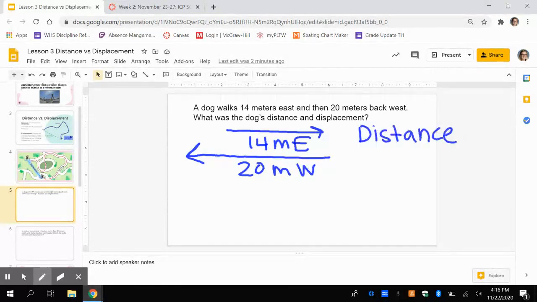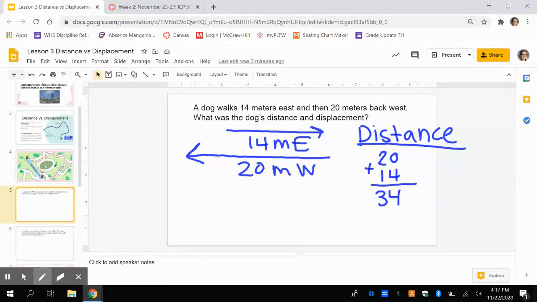When we find our distance, remember this is our total. So our distance is our total. That means it doesn't matter what direction the dog is walking in. We want to add up everything. It's the total amount that he walked. So I can take 20 plus 14. And feel free to type this into a calculator. If you do 20 plus 14 in a calculator, you're going to get 34.